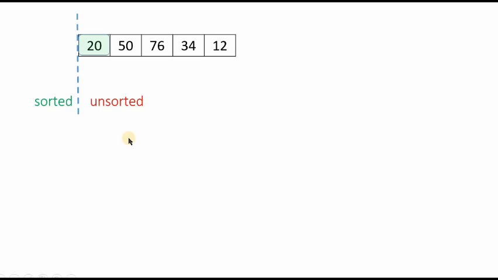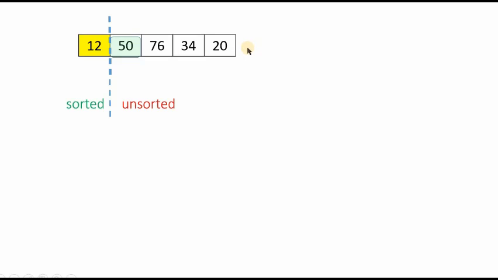It begins by scanning over the elements of the array and finding the minimal element. 12 is the minimal element over here. Once it finds the minimal element, it puts it to the rightful position. If 12 is the smallest element, its rightful position is in the first position of the array. So the next step is to swap these two values. 12 is moved to its rightful position, and so this is the sorted part and this is the unsorted part of the array.